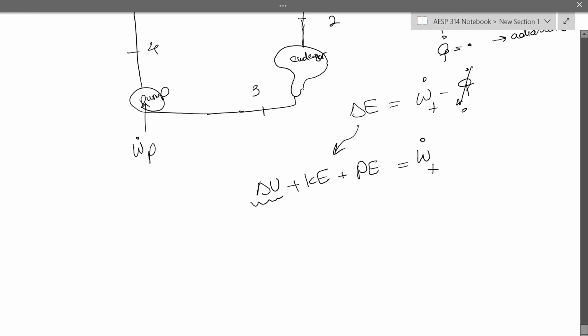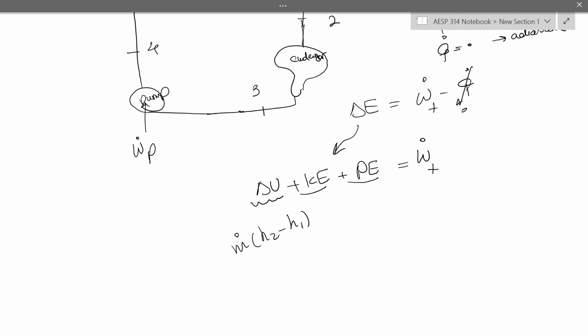This internal energy change is going to be equal to m dot H2 minus H1, right? The changes in internal energy is essentially equal to the changes in enthalpy, right? And we can actually neglect kinetic energy and potential energy.